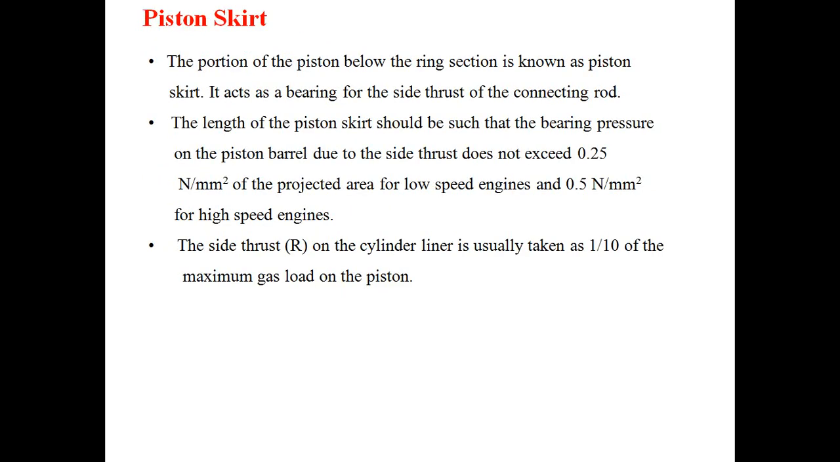Piston skirt. The portion of the piston below the ring section is known as the piston skirt. It acts as a bearing for the side thrust of the connecting rod. The length of the piston skirt should be such that the bearing pressure on the piston barrel due to the side thrust does not exceed 0.25 Newton per mm square of the projected area for a low speed engine and 0.5 Newton per mm square for a high speed engine. Namely, the side thrust is about 1 by 10th of the total fluid pressure.